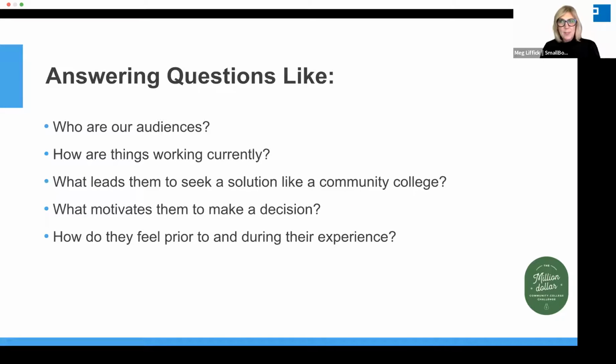So during phase 1, during Empathize, you're really going to be empathizing. You're not just doing research. This is about connecting to people's stories. And you're going to be answering questions like these. Who is our audience, of course? How are things currently working for them? What leads them to seek a solution like a community college? What motivates them to make a decision? And how did they feel prior to and during their website experience? These questions will help you gain insights that are both demographic, but also biographic.